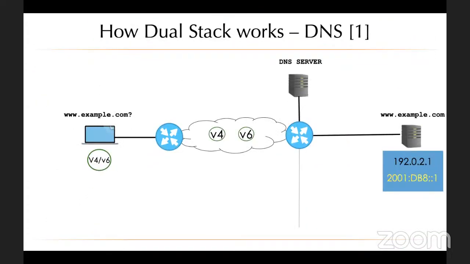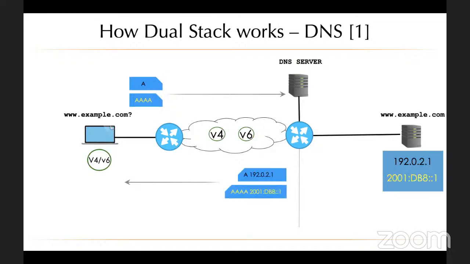So how does DualStack work? We said it's pegged on DNS, so DNS is key to the functionality of DualStack. On my left, I have a host trying to connect to the server example.com. The first thing it does is send a query. Remember, the host is DualStack, so it's going to send a DNS query for the A and quad A records. Then the server is going to respond with the IPv4 and IPv6 addresses.